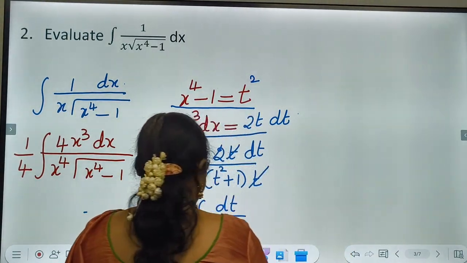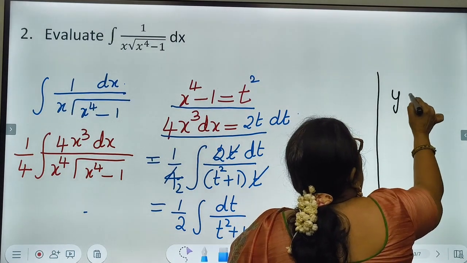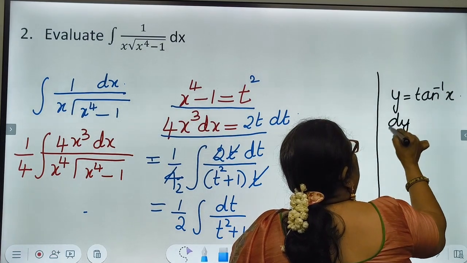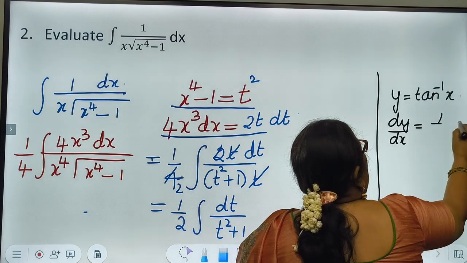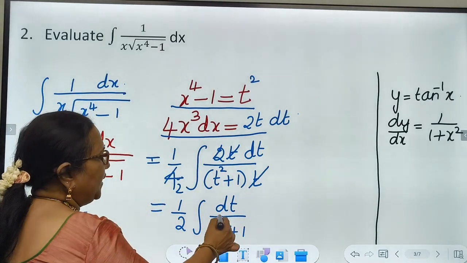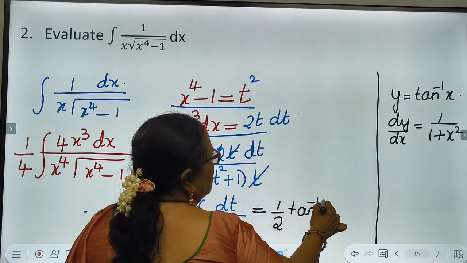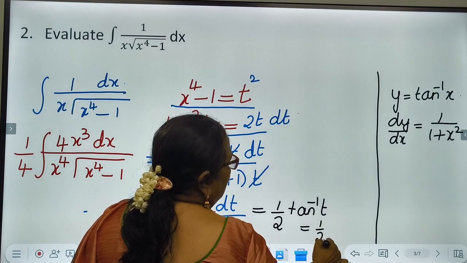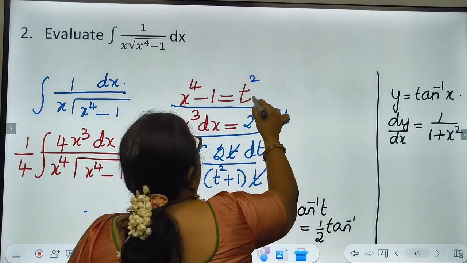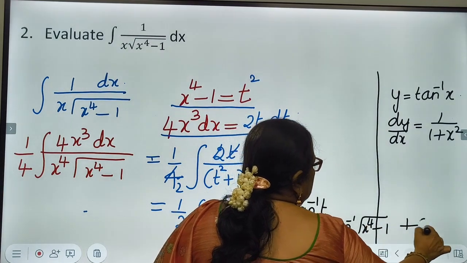You all know, if y equal to tan inverse x, dy by dx is equal to 1 by 1 plus x square. So integral of dt by t square plus 1 is nothing but half into tan inverse t, which is half into tan inverse, what is t? t is root of x power 4 minus 1, plus c.